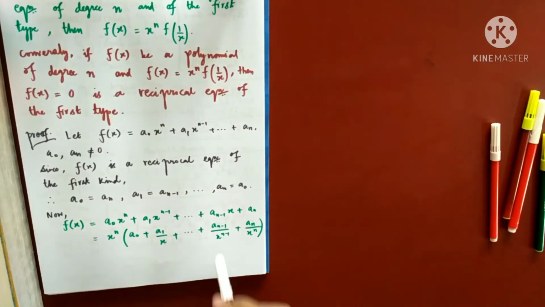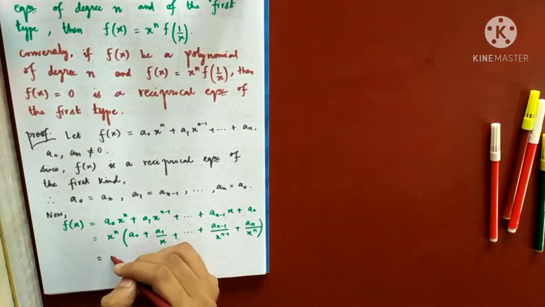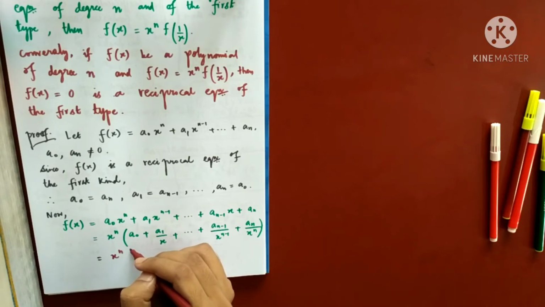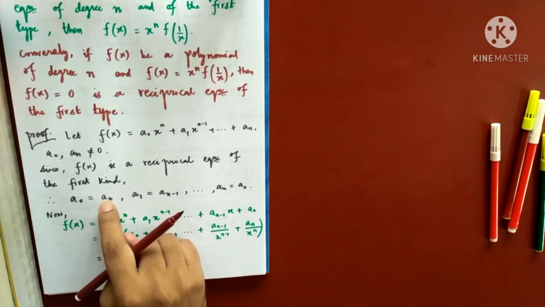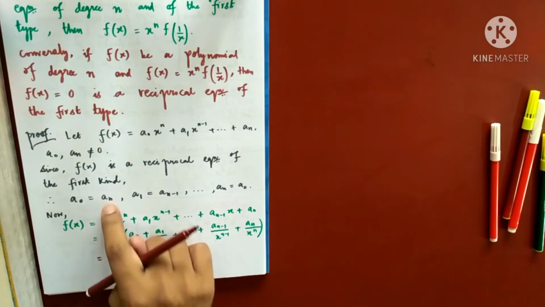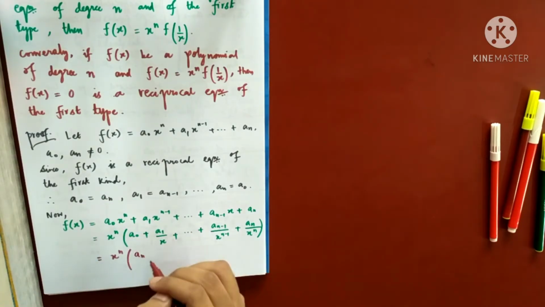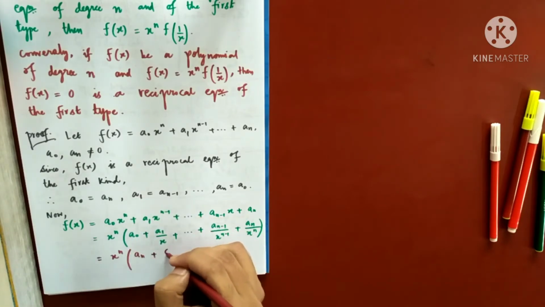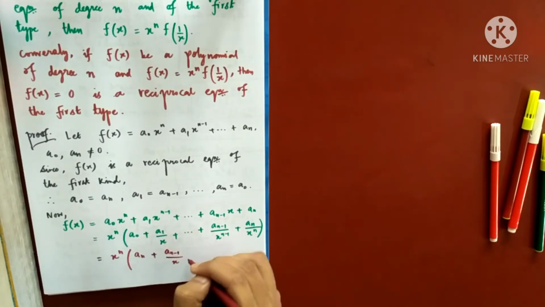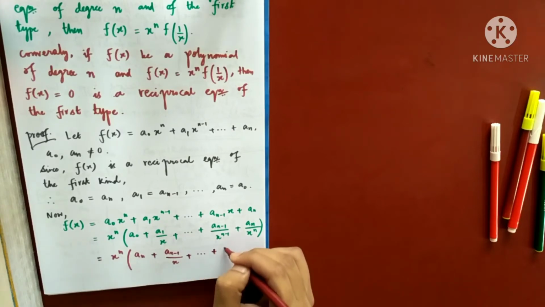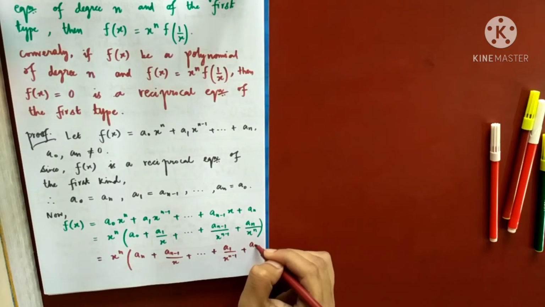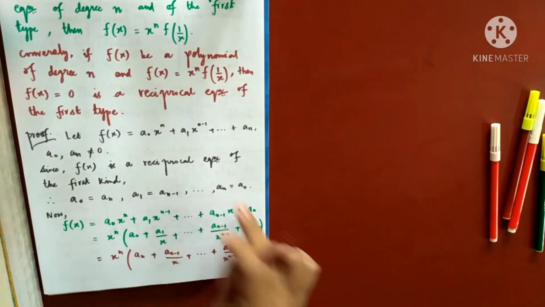Did you understand this line, everyone? Now you see, a0 can be written as an. So this is the thing that is required here. I will write a0 as an. a1 can be written as an minus 1, plus dot dot, an minus 1 will be written as a1, and an will be written as a0 due to this fact.